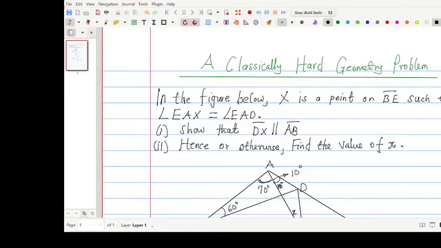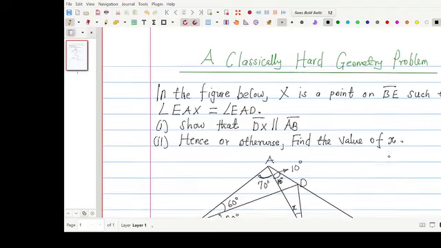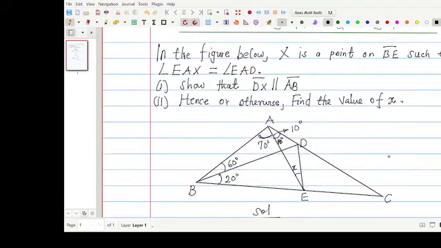It reads, in the figure below, X is a point on BE. Now let's look at the figure that I'm talking about. This is the figure that is referred to. Now we are told that X is a point on BE. Now you can see line BE over here. This line is referred to as line BE, all right? So I think I can erase this from here now. All right, so that is BE.